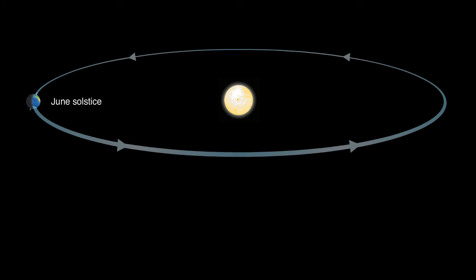We also define three other key points in the orbit. 3 months after the June solstice, we reach the time of the September equinox, around September 21st. The word equinox means equal night because we have 12 hours of daylight and 12 hours of darkness on this date. Sunlight is striking both hemispheres equally at this time, but the northern hemisphere is moving into fall, while the southern hemisphere is moving into spring.